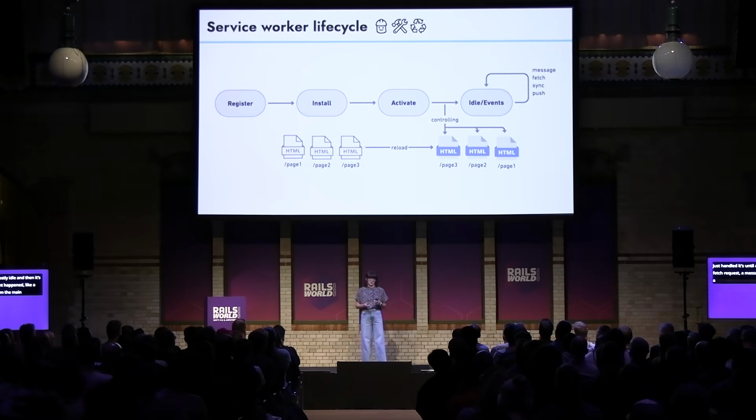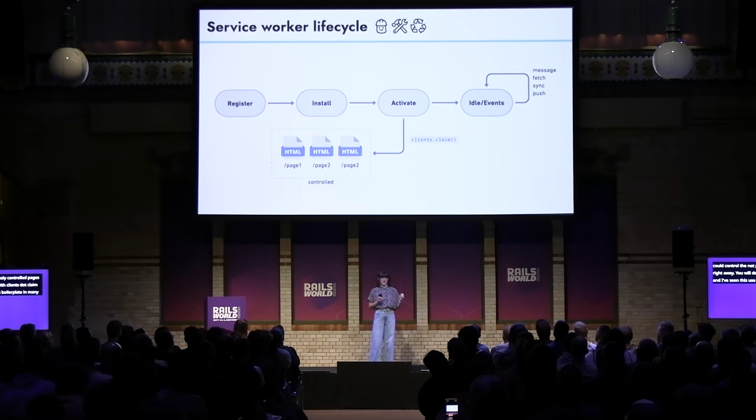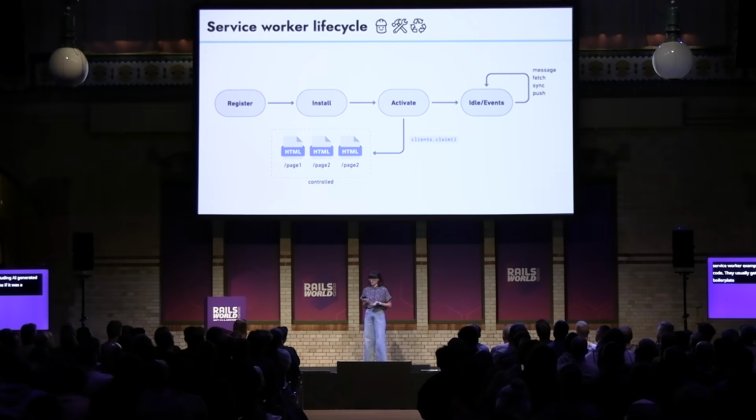or a push notification. This is the case, but there is a way where you could bypass this behavior. You could control the not previously controlled pages right away. You will do this with clients.claim. And I've seen this used as boilerplate in many service worker examples, including AI-generated code. They usually add it as if it were boilerplate, but it's actually not always necessary, and sometimes it can be the source of some nasty bugs. So I advise you to understand well the life cycle and think whether you really need this, instead of just adding it to your code without knowing what you're doing.